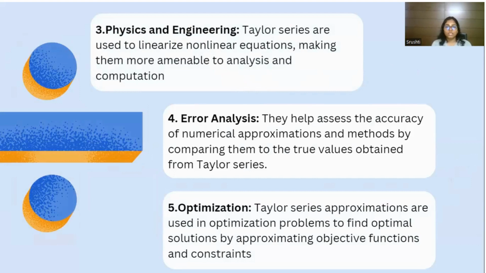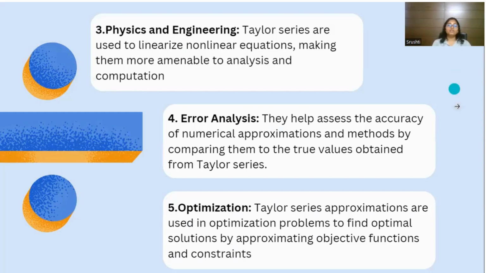The fourth application is error analysis. They help assess the accuracy of numerical approximations and methods by comparing them to true values obtained from the Taylor series. The fifth one is optimization. Taylor series approximations are used in optimization problems to find optimal solutions by approximating objective functions and constraints.